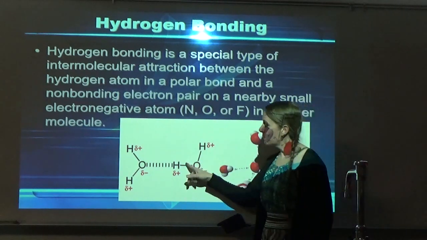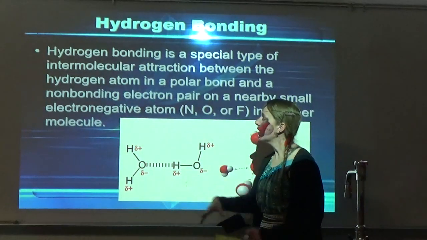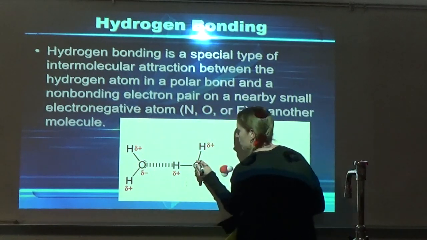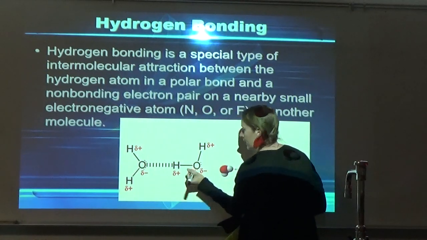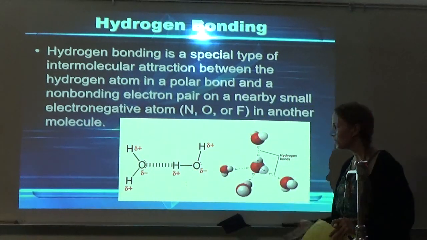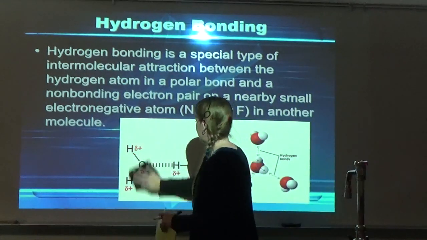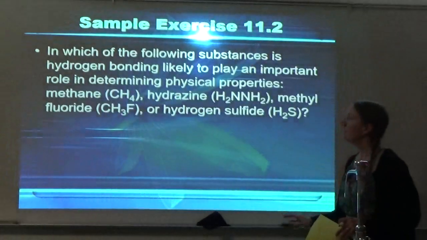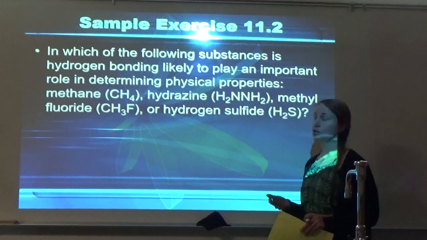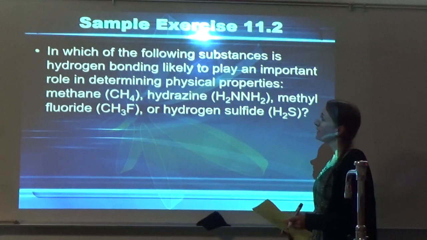So here's an example of hydrogen bonding between water molecules. This oxygen would have two lone pairs, so would this one. And so when the hydrogen attracts to the lone pair on an oxygen, that's referred to as hydrogen bonding. And so hydrogen bonding is really just a very strong dipole-dipole attraction, so it has its own category. All right, so let's look at this one.